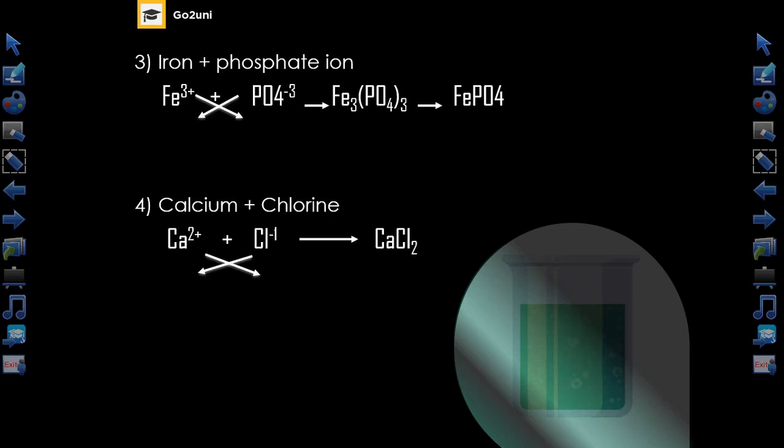In the case of calcium and chlorine, calcium has a valency of +2, chlorine has a valency of -1. So in any reaction, they exchange their valencies and we have the compound formed, CaCl2, which is called calcium chloride.